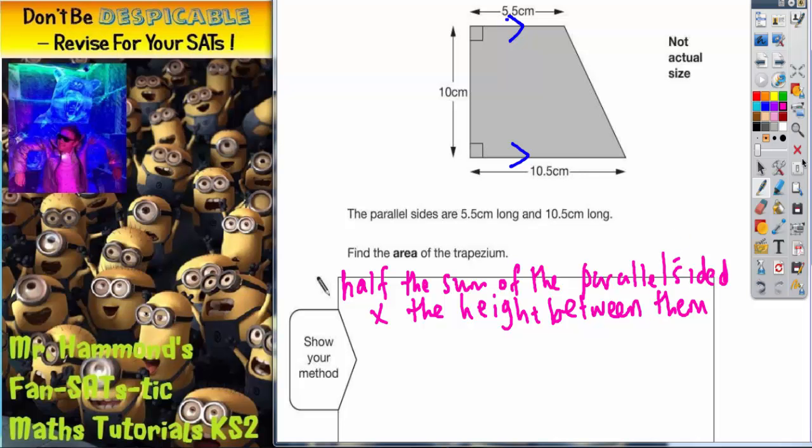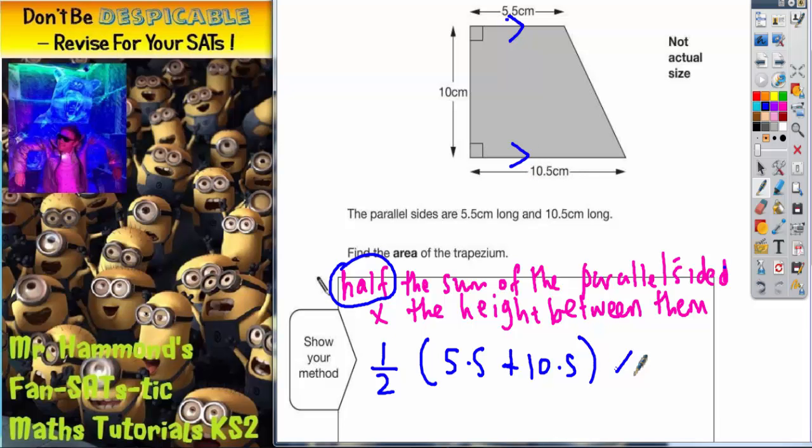So all we need to do now is try and come up with some working out that fits in with that sentence. So this word here, half, means we're going to half something. The sum of the parallel sides means we need to add the parallel sides together. So we're going to have 5.5 add 10.5, because they are the parallel sides. And we need to times the height between them. So it's going to be times the height between them, which is this distance here of 10.